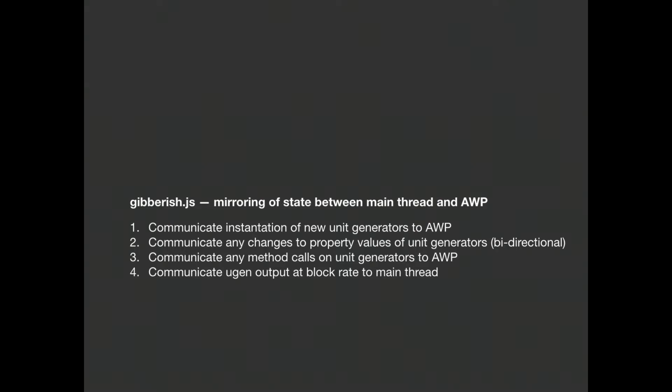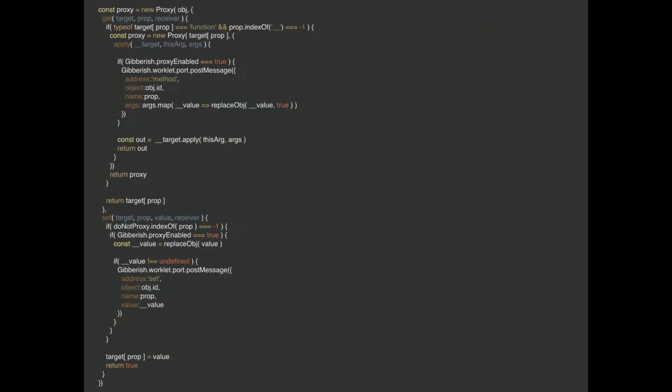So that has to go back to the main thread, and then user interaction events that occurred in the main thread and change property values have to be sent to the AudioWorklet processor. We also communicate method calls, and communicate UGen output for visualization purposes and analysis purposes. And so I wound up doing this, and it's not important to read this code, but I did it using ES6 proxy objects.